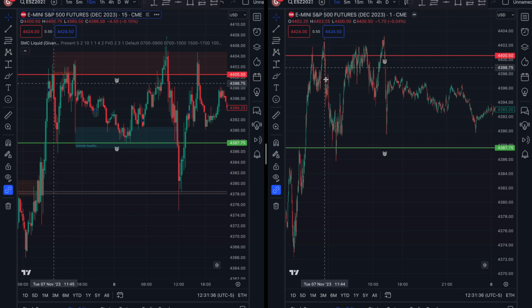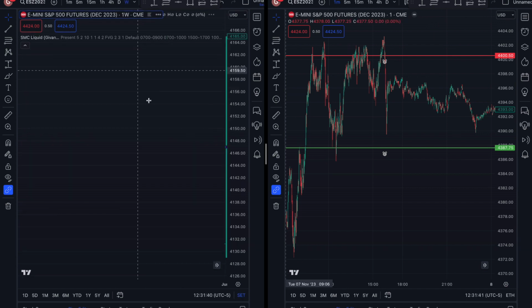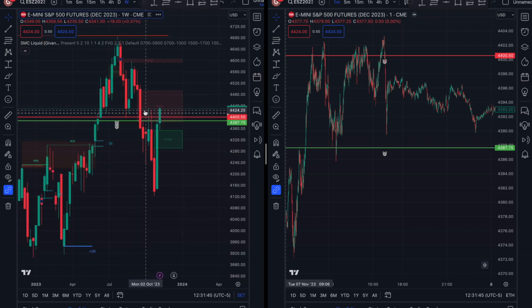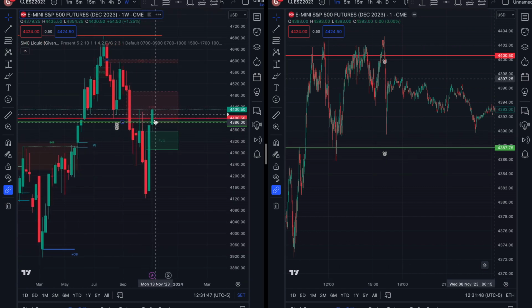So that's what we're essentially doing throughout the week. And one of the things that's also helpful that he teaches is tracking what the week is going to do in the beginning. So on Monday, seeing where the candle is. There was a bullish candle starting on Monday.